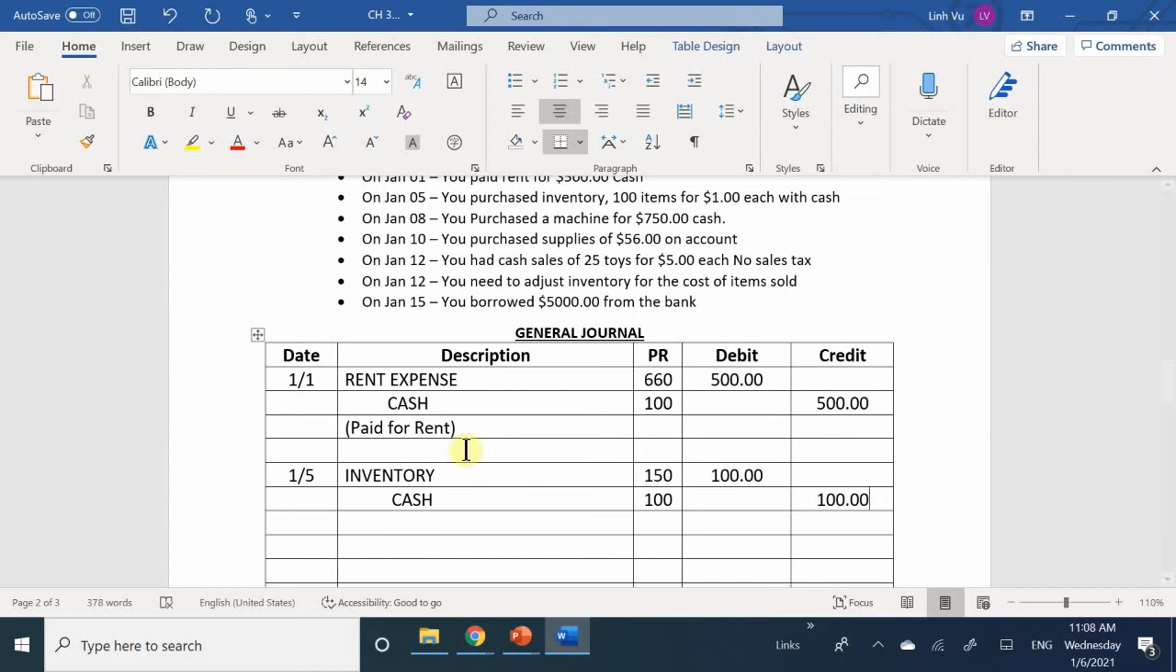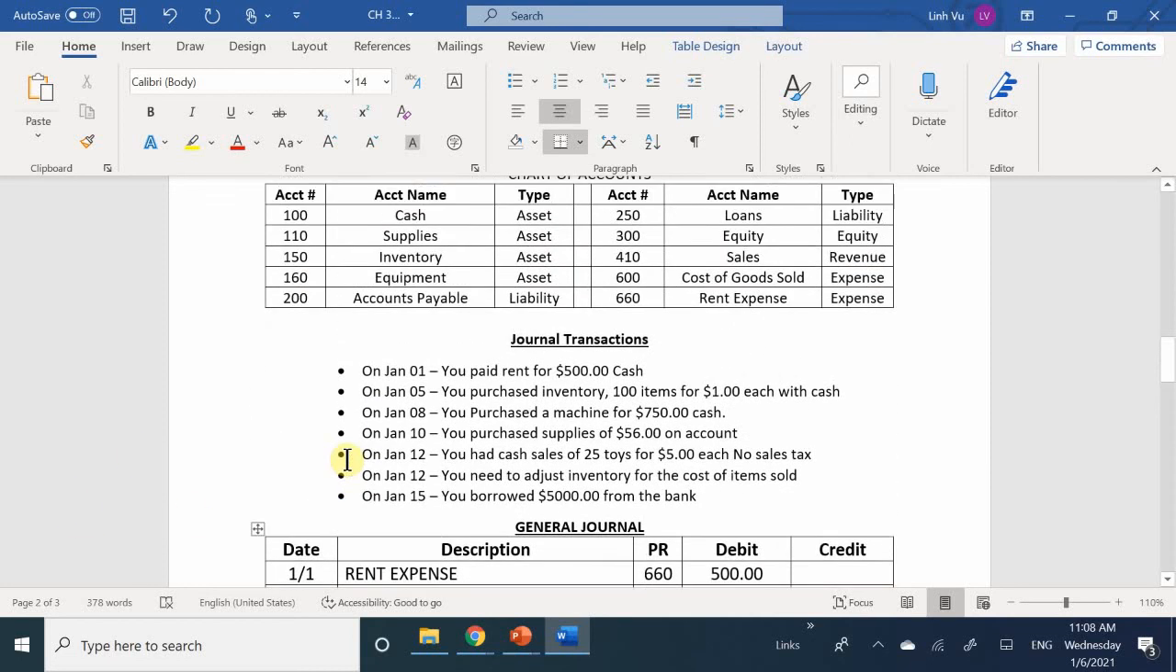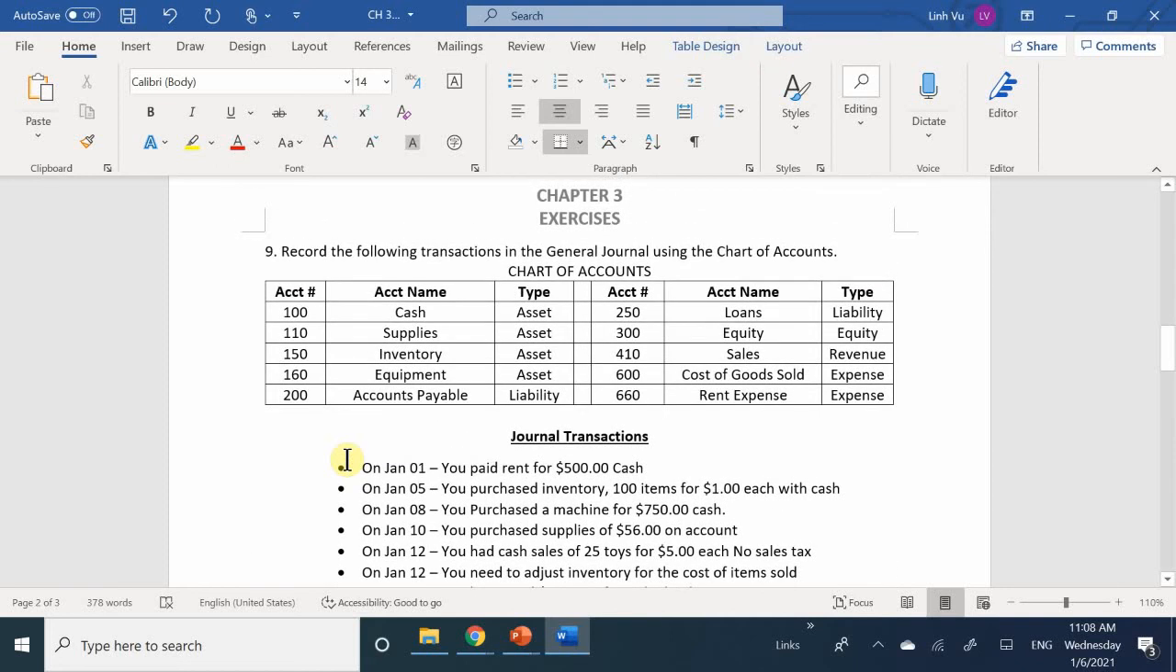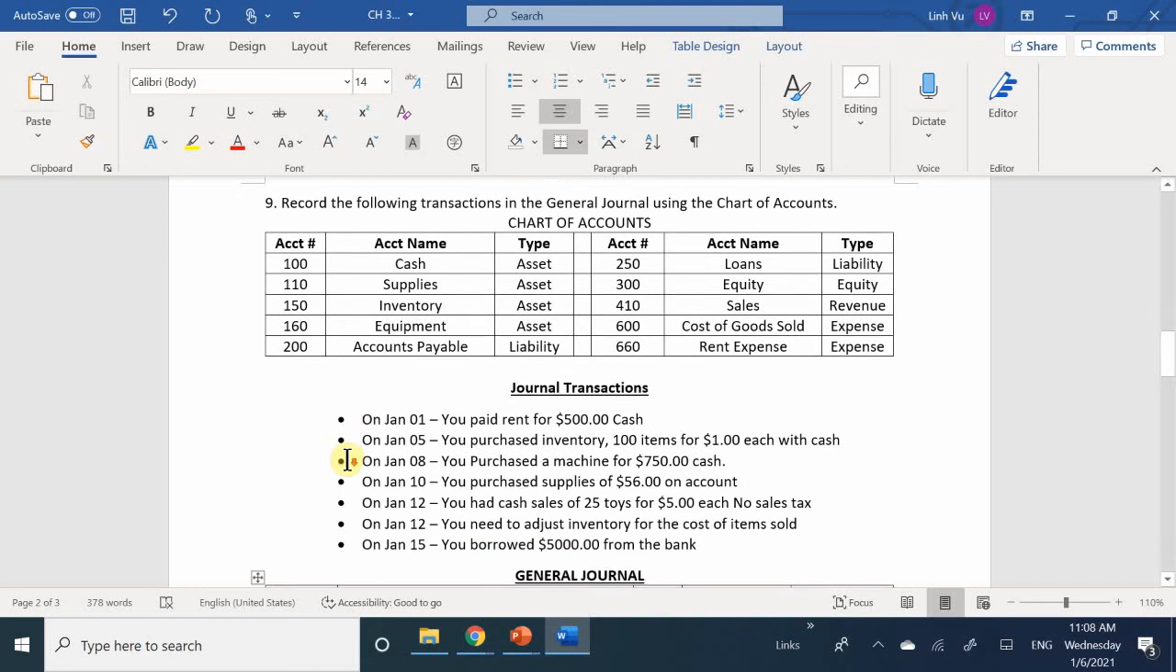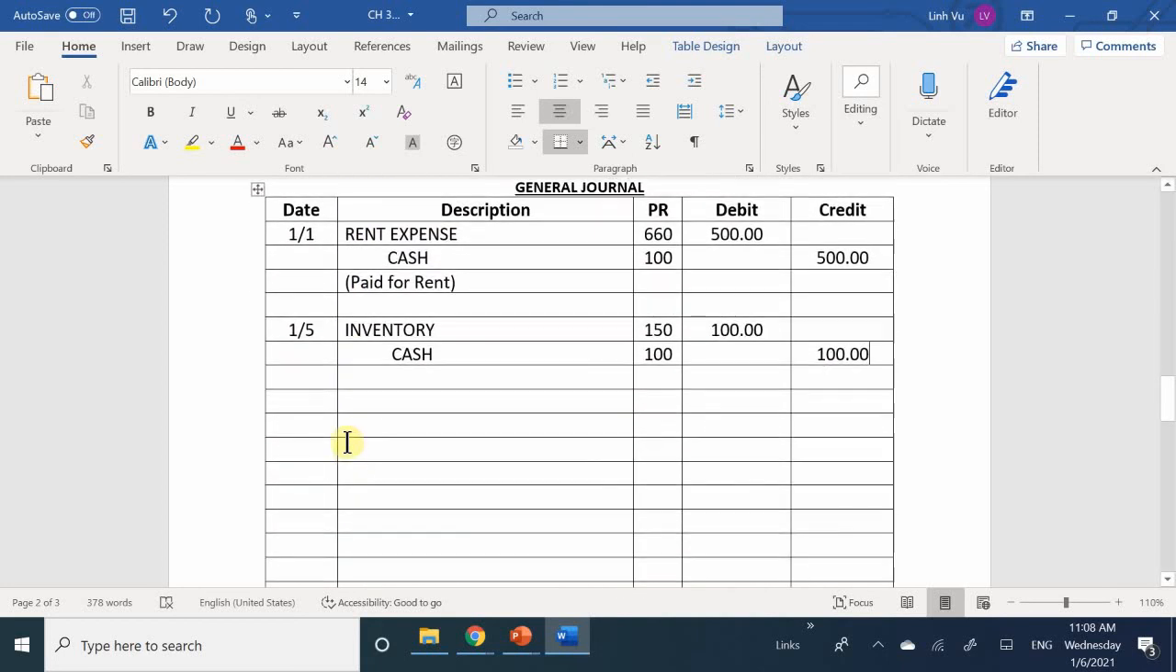All right. Next question here. January 8th. You purchase a machine for $750 cash. So debit equipment. Good. Because machinery is considered equipment. Then credit cash. Good. So on January 8th, we're going to debit equipment for 750. And we're going to credit our cash.